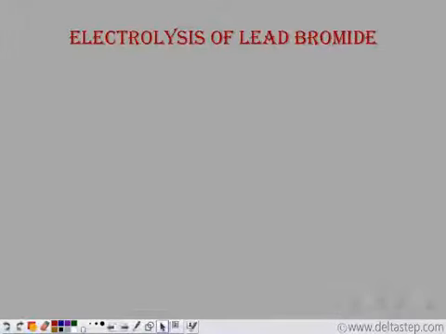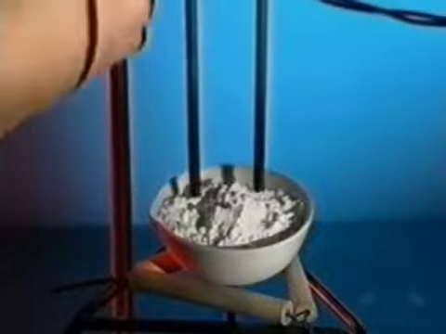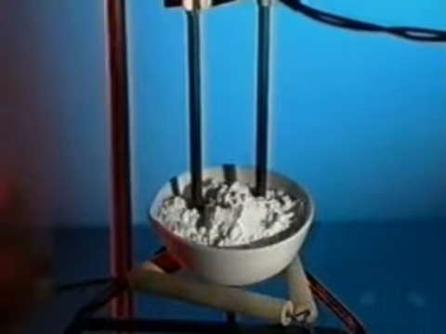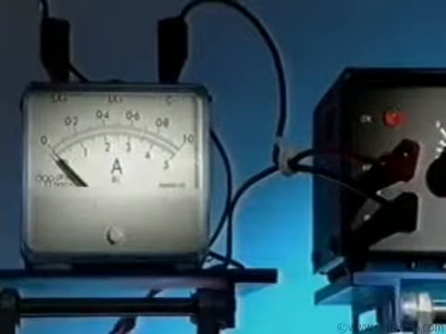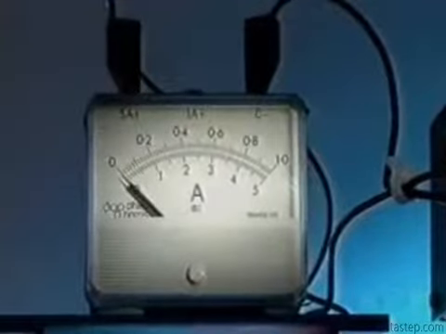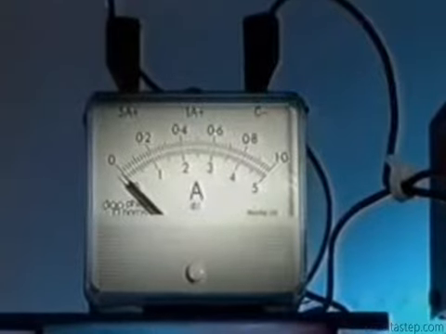Let's see how lead bromide undergoes electrolysis. We start with solid lead bromide. So in the crucible, we take solid lead bromide and we insert the graphite electrodes. The ammeter shows whether current flows or not. So in the first case, we observe that it shows 0. That means no current flows.